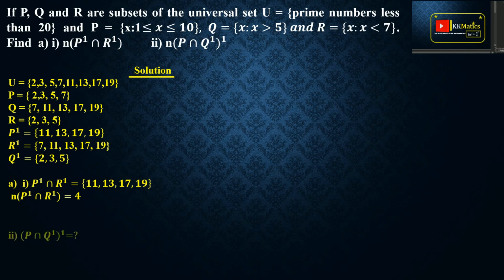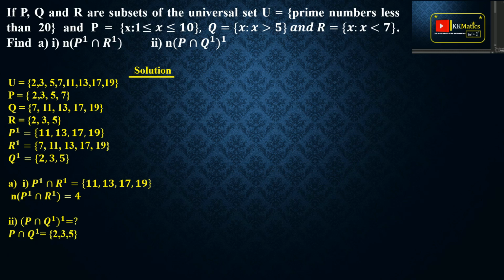The next thing for us to find is we've been told to find the number of elements in P intersection Q complement, in brackets, complement. For us to find it, we need to find the set of these first before finding the number of elements. So it's important for us to find this first. We go through this step by step.